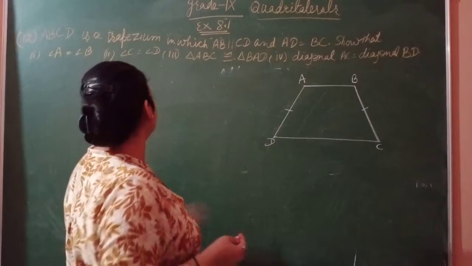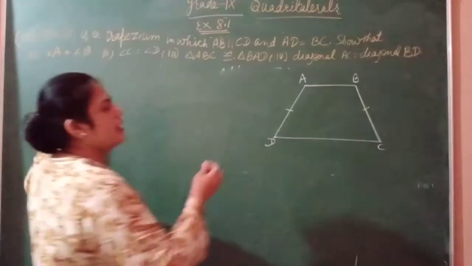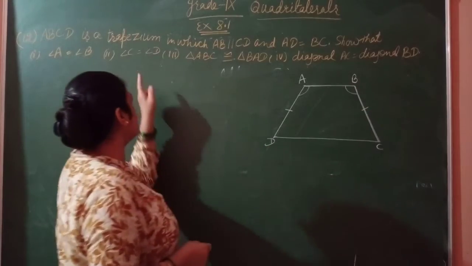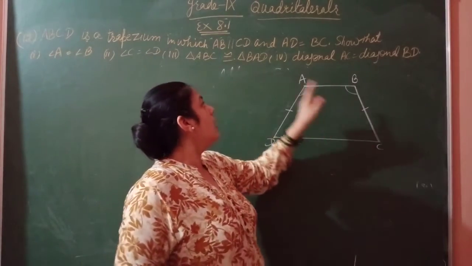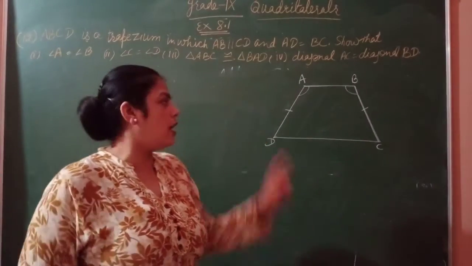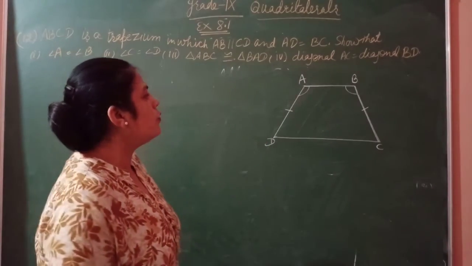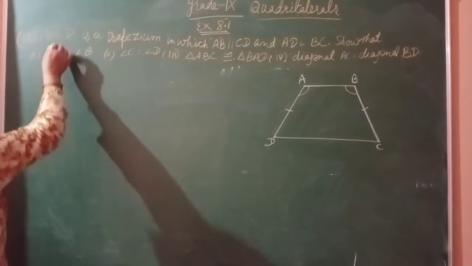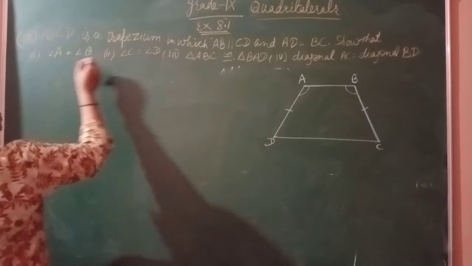Show that, the first part, angle A is equal to angle B. You have to show this. And then next, angle C is equal to angle D. And then we have to show these triangles are congruent and then the diagonals are equal. Clear? So to do this, we firstly draw the construction. We have this given and these are the two proofs.